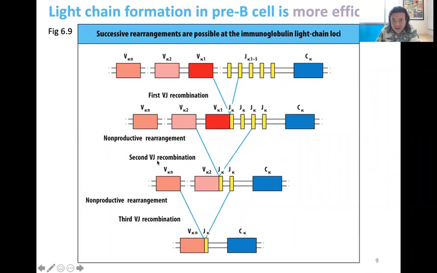It tries a second VJ recombination. Ooh, that also screwed up and it didn't work, because the odds are against you. It's a 1 in 3 chance of the reading frame being preserved. Fortunately, there's still more red blocks and more yellow blocks to choose from. The RAG oven mitt tries one more time. It chooses this V block, and in this case, the 5th of the yellow J blocks. And this time it succeeded. So, oh good, after 3 rounds of VJ recombination, it did work.